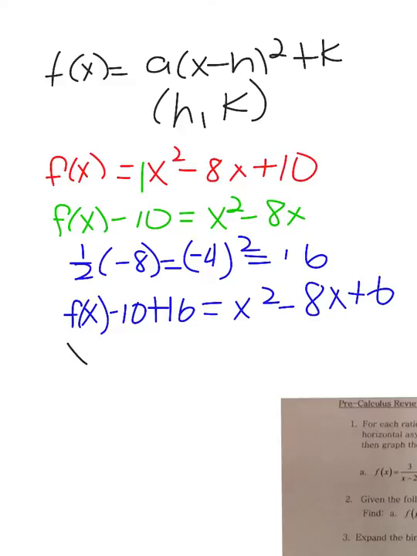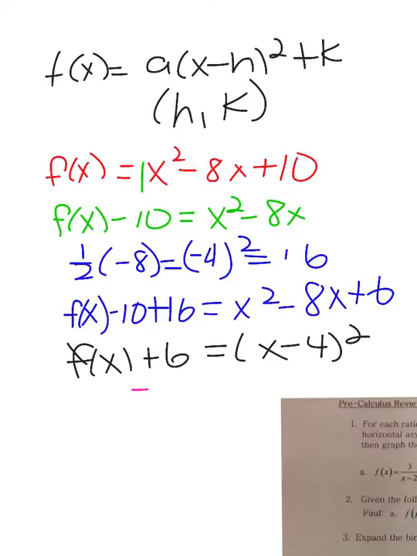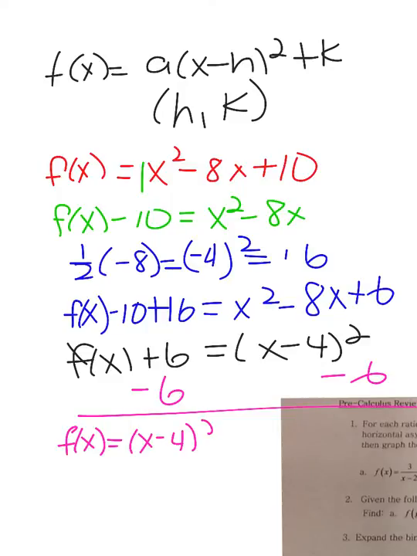So then I get f of x plus 6 equals (x minus 4) squared. Then I subtract 6 from both sides, and I get f of x is equal to (x minus 4) squared minus 6. So my vertex is positive 4, negative 6. Okay, so let's take a look at B.